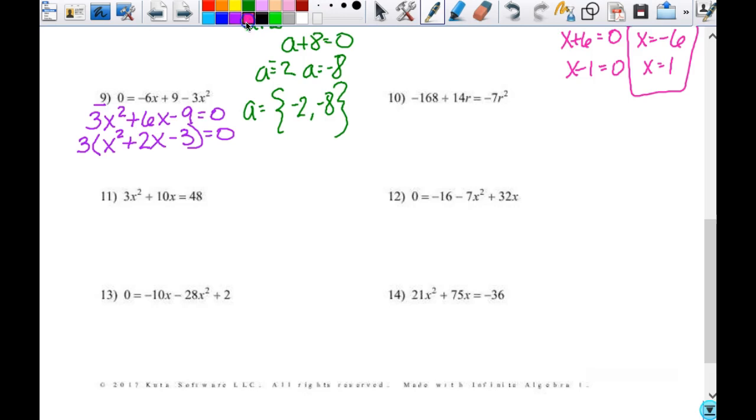Okay, so now I'm looking for two numbers that multiply to give me a negative 3 and combine to give me a positive 2. So really it's just 1 times 3, and you got to figure out which one's positive. The positive is the 3, the negative is the 1, right? So this is what I'm using.